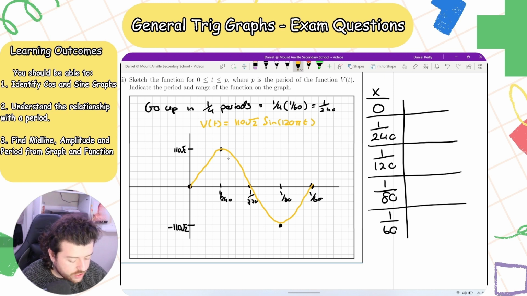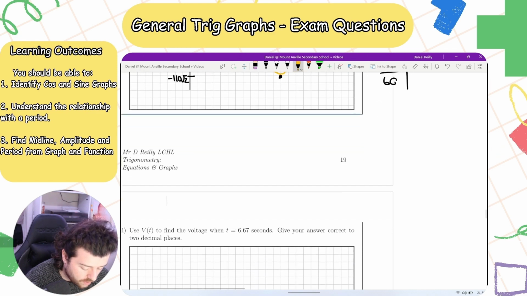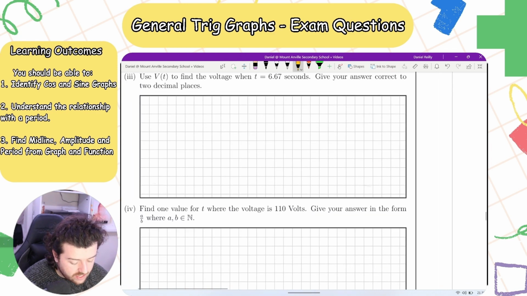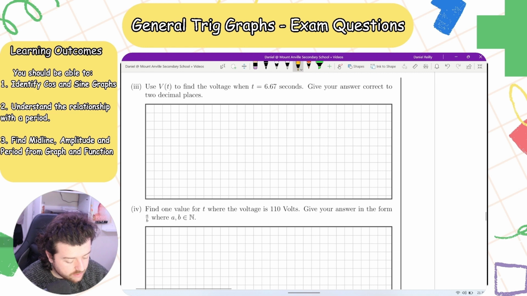Again, you could get your approximations from your calculator, but if you know the cycle of a trig graph, you shouldn't need your calculator for it. Next: use V(t) to find the voltage when t is equal to 6.67 seconds. Give your answer correct to 2 decimal places. Well, that's just calculator work.